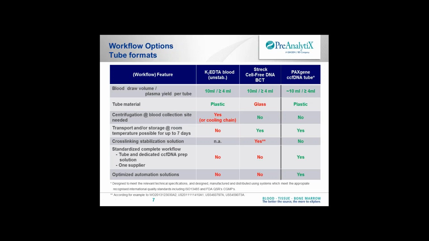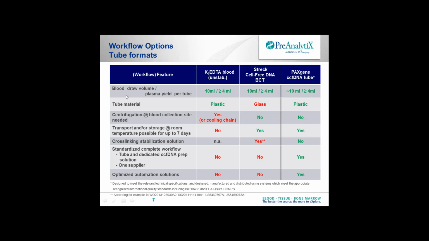The next line is about the tube material. The tube material is very important, especially if you think about transportation and breakage of tubes. For the standard EDTA tube in the field, you have normally a plastic tube. The Streck tube is made of glass, which can cause some issues, especially during transport, cracking of the tube, but we also got reports from the field that some of the tubes break during centrifugation. So this is the reason why we decided to make our tube from plastic. This is comparable to a standard EDTA tube from the material side.